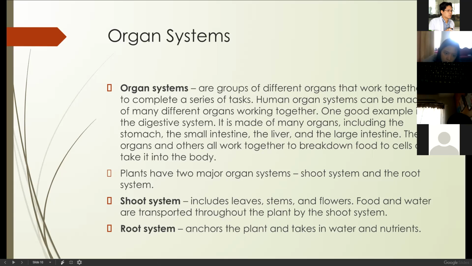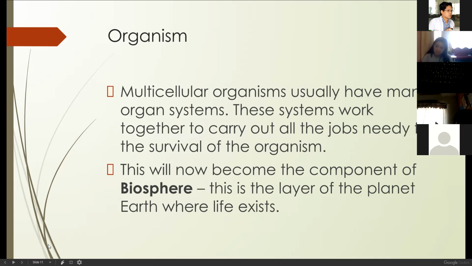Let's move now to the root system. What's with the root system? It anchors the plant and takes in water and nutrients. It anchors, meaning to say, it actually protects the plant by what? Anchorage or holding it in place. And it takes in water. Okay, because again, plants need water. Again, root system anchors the plant and takes in water and nutrients. Question so far?